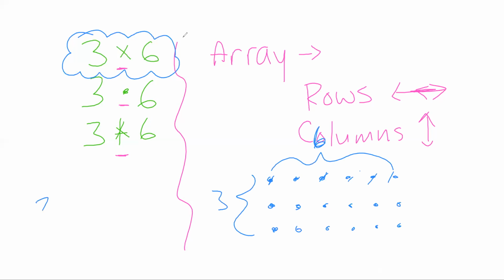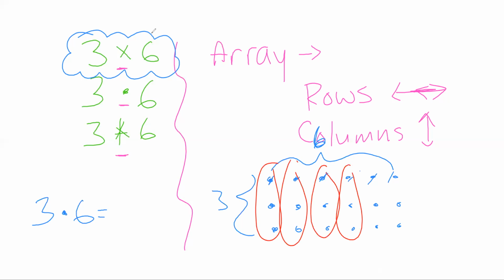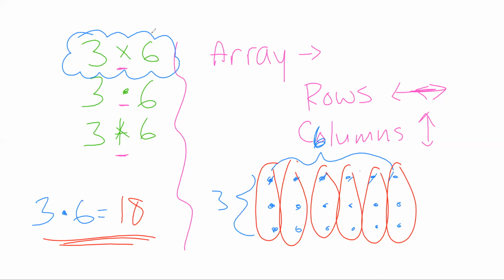If I really just wanted to know what the answer to 3 times 6 is, well, that's 3 rows of 6 or 6 columns of 3. You can look at it either way, and I could just count. I could skip count: 3, 6, 9, 12, 15, 18. I just counted by 3s. And there you have it, 3 times 6. So this is what we're doing, and we want to be able to model these arrays to represent a multiplication problem. So let's play with that a little more.